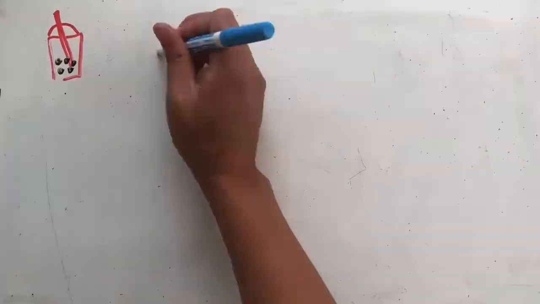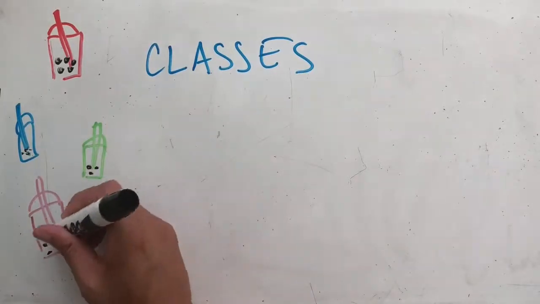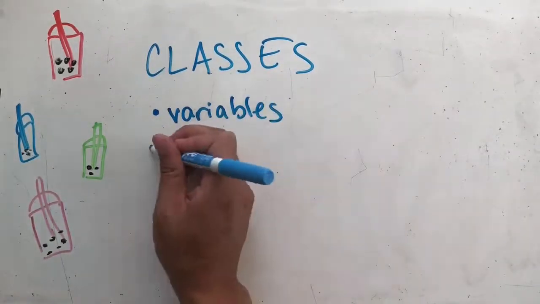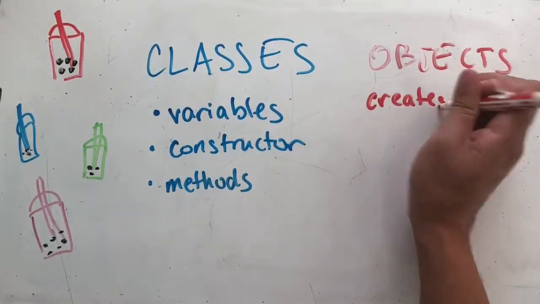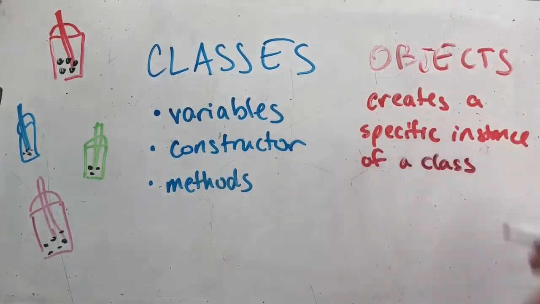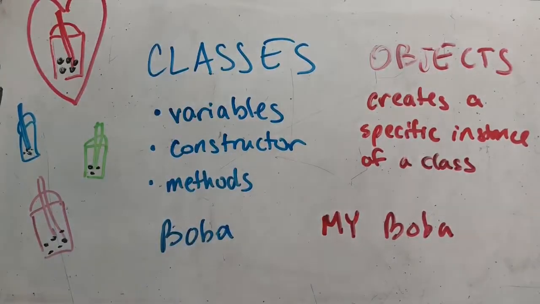So let's go over what we've learned so far. As we said before, classes are a general blueprint. They include all the bobas. They're going to have variables, they always have to have a constructor, and they'll have methods. An object is a specific instance of the class. So the class would include all boba in general, while the object would be myBoba.